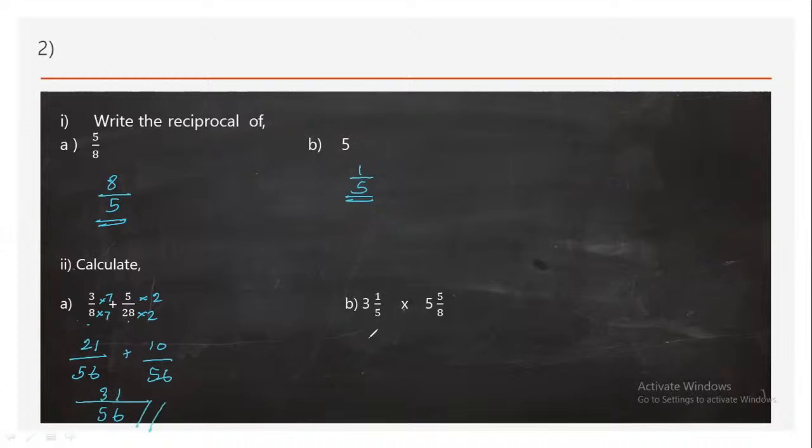5 times 3 is 15 and 1 is 16 over 5; 8 times 5 is 40 and 5 is 45 over 8. Cancel out: how many 8s, 1; how many 8s, 2. Here 1, here 9. Then the answer is 2 times 9, 18.